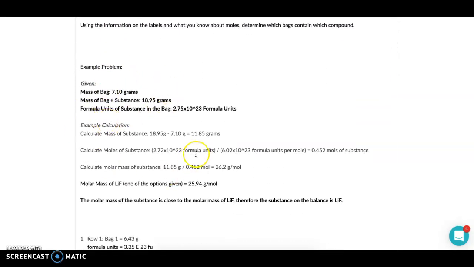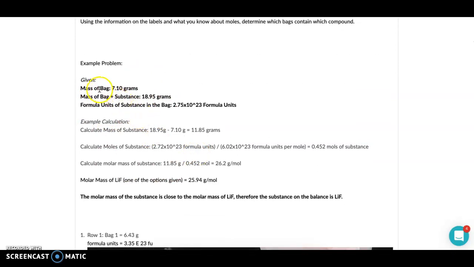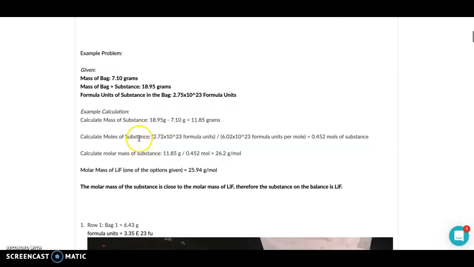So here's one example of a problem where you may be given the mass of the bag, and that white substance, and the amount of formula units of the substance. So in the example, to do the calculation, you would figure out the mass of the substance by subtracting out the mass of the bag. You would then calculate the moles of the substance using Avogadro's number. And if you take the mass and divide by the moles, you can get the molar mass of 26.2 grams per mole.